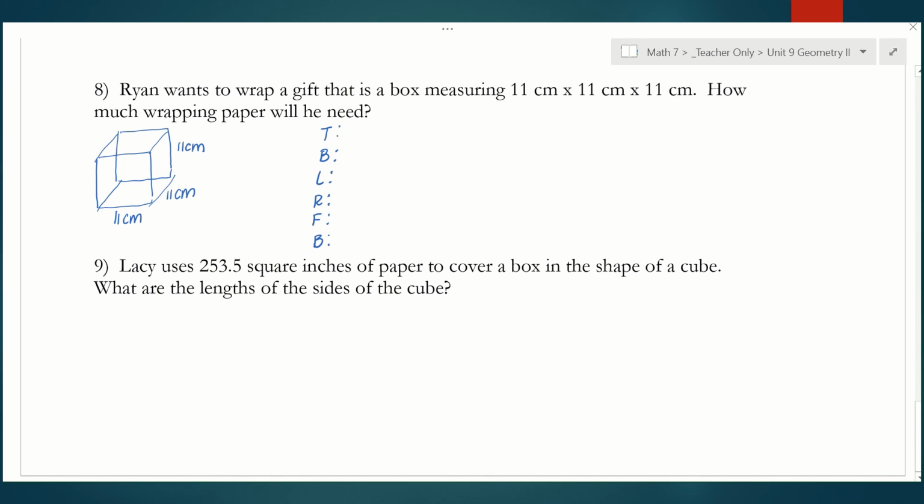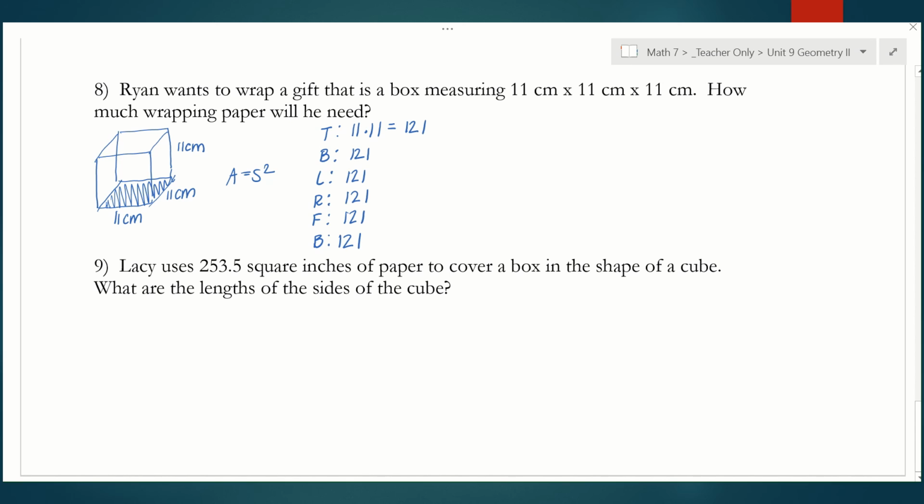All right, so what do we know about cubes? We know all of the faces have the same area. So once I find the area of the top, all 6 faces are going to be that same number. All right, so I'm actually going to look at the bottom, just because in my picture it's easier to see that that square is going to be 11 by 11. 11 times 11 is 121, so the area of every side is 121.